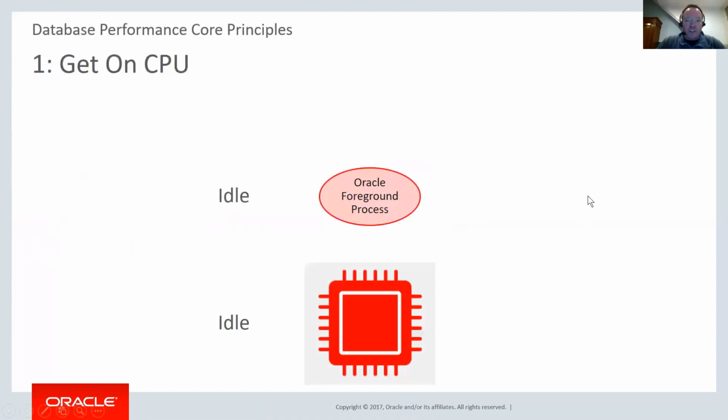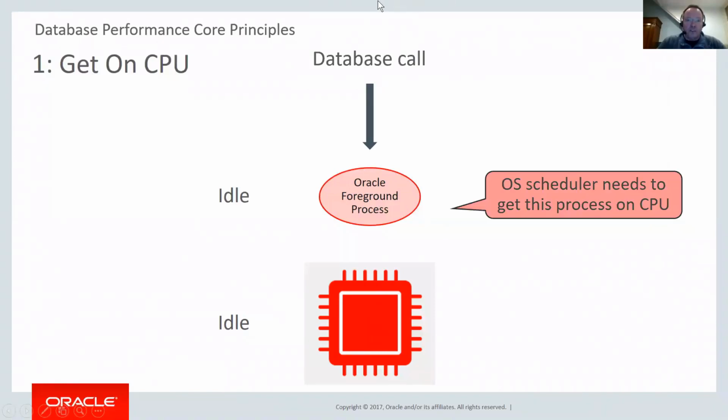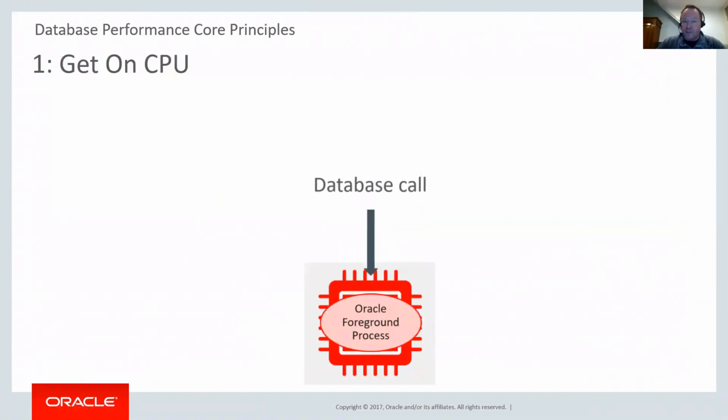So first, a process needs to get on CPU. Here I have my little core on my database server. It's idle, it's doing nothing. And here's my database foreground process, also idle currently. And at some point, a database call comes in via the application server. An application thread has acquired a connection, and it issues a database call across that connection. So my foreground process now needs to wake up operating system-wise. What that means is the OS scheduler needs to get this process on CPU. It needs to move from an idle state to a busy state on CPU so that it can start work on the database call that has just arrived at the database server.